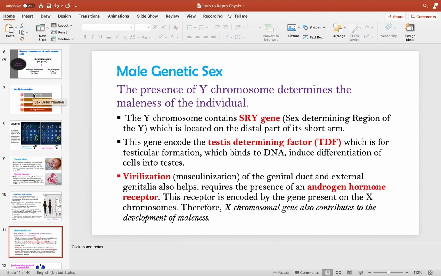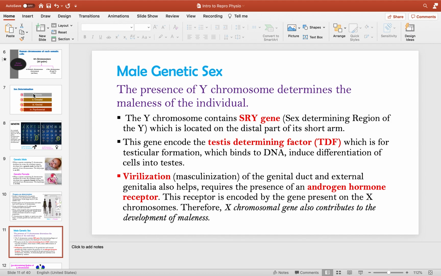Male genetic sex. The presence of the Y chromosome determines the maleness of the individual. So the genetic sex is determined by the Y chromosome. The Y chromosome contains the SRY gene, or sex determining region of the Y, which is located on the distal part of its short arm. This gene encodes the testis determining factor, which is for testicular formation, which binds to DNA and induces differentiation of cells into testes. Then happens the virilization or masculinization of the genital duct and external genitalia.